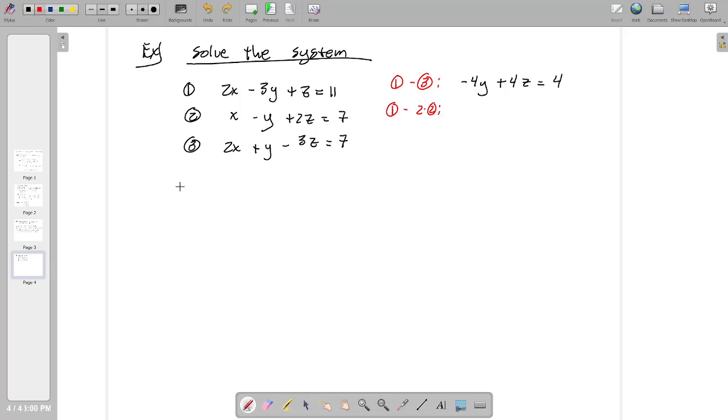Let me show you what I'm doing down here. So I take 2x, this is equation 1, minus 3y plus z is equal to 11. And 2 times equation 2 is 2x minus 2y plus 4z is equal to 14. And then I'm subtracting. So 2x minus 2x, negative 3y minus negative 2y is going to give me negative y. Z minus 4z would be negative 3z. And 11 minus 14 is negative 3.